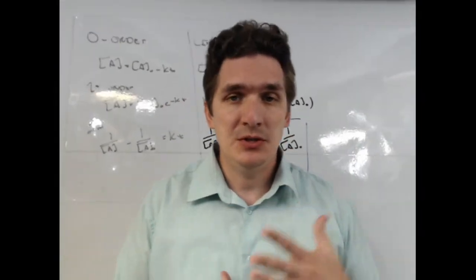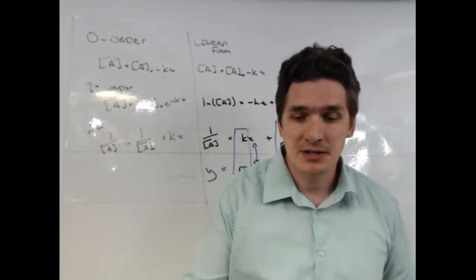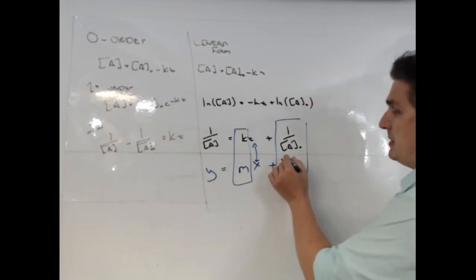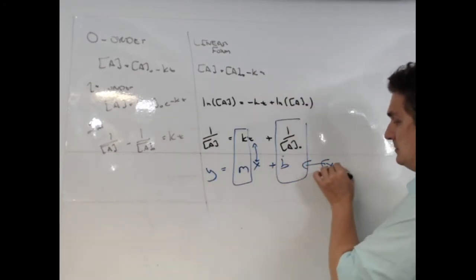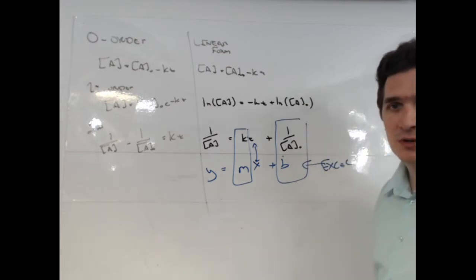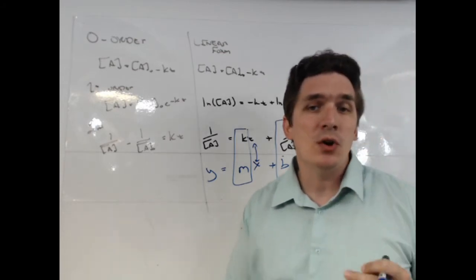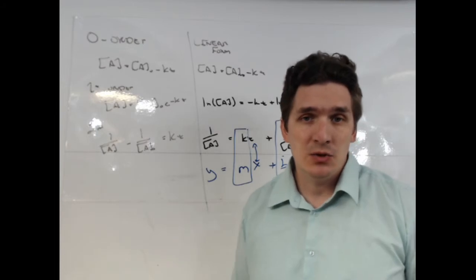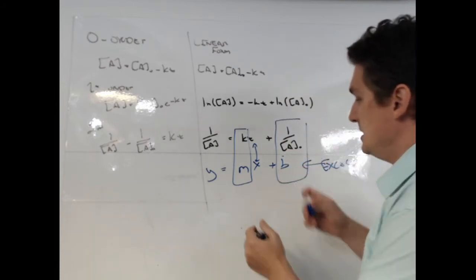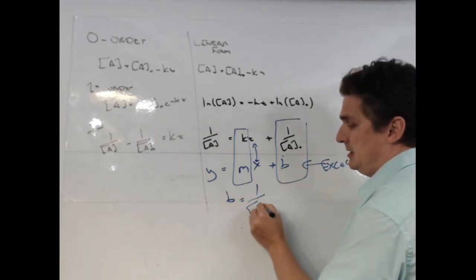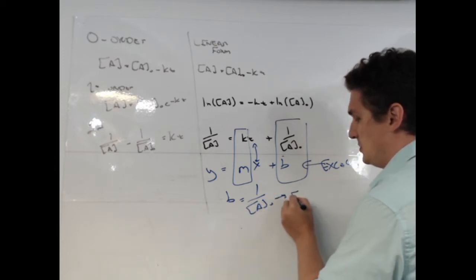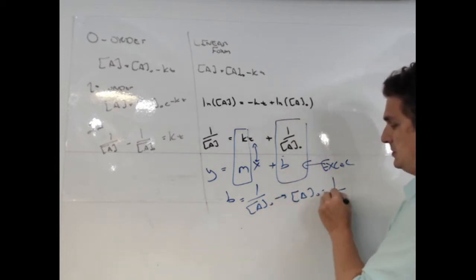Now, some common confusions I see on this particularly are with the y-intercept. It is saying that numerically what you get from Excel is equal to 1 over concentration. It is not saying 1 over the y-intercept is 1 over the concentration. This number b equals 1 over starting concentration, so the starting concentration is 1 over b.